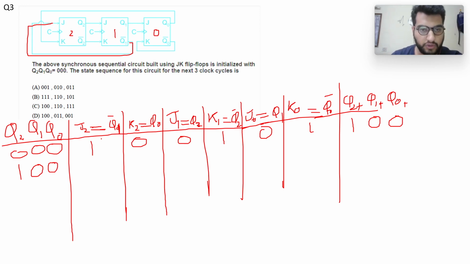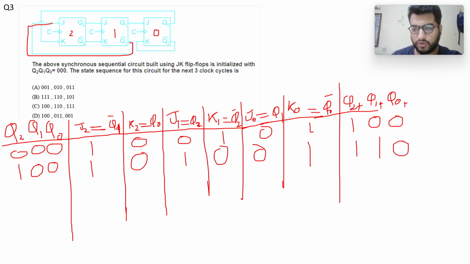This will be the present state for the next state inputs. Now J2 is equal to Q1 complement. Again Q1 is 0, so it will be 1, and K2 is Q0, which is 0. So 1, 0, it will again be equal to 1. Then J1 is equal to Q2, which was 1 here, and K1 is equal to Q2 complement, which will be 0. So J1 K1 is equal to 1, 0. Then we have J0 equal to Q1, which is 0 here, and K0 is equal to Q0 complement, which will be 1, so it will be 0. So my next state is 1, 1, 0, which will be the present state for the third cycle.